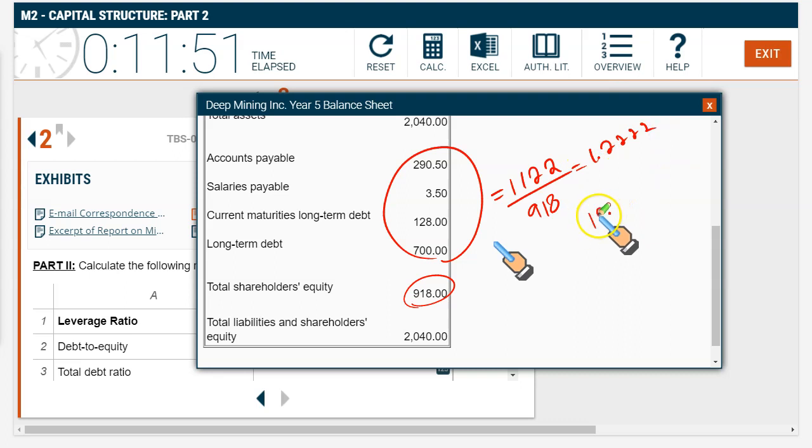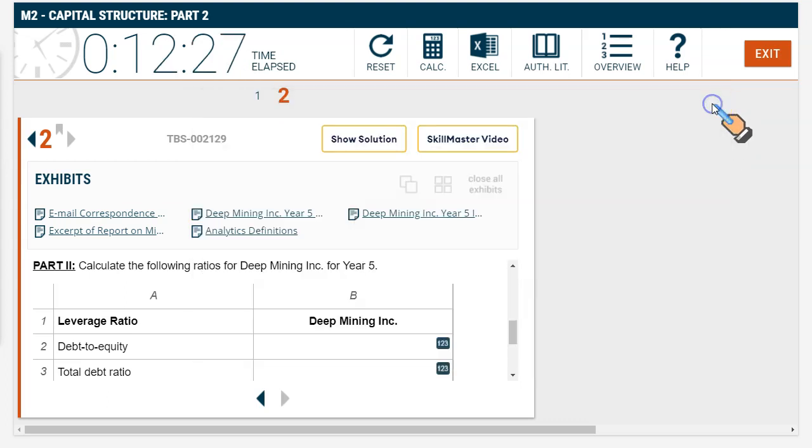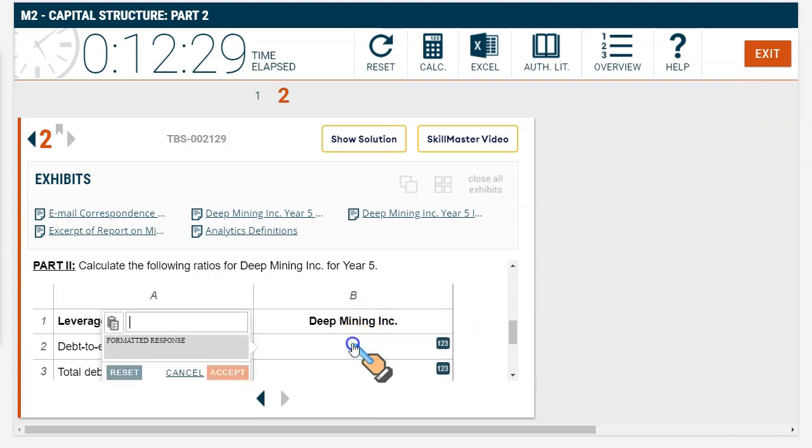1.2222 or simply 122.22%. So just plug it in. Let's see in what form the answer is required. So let us write it in percentage, 122.2%.